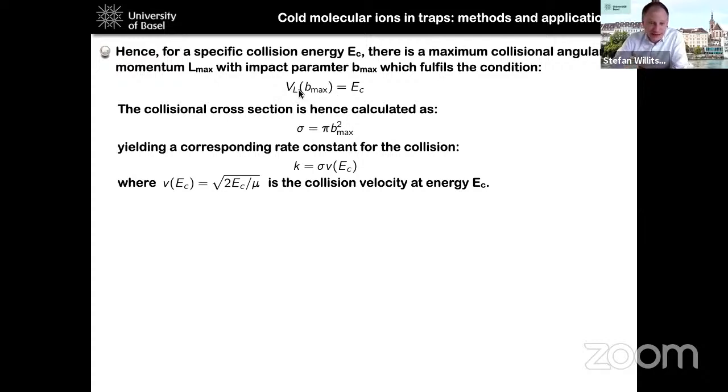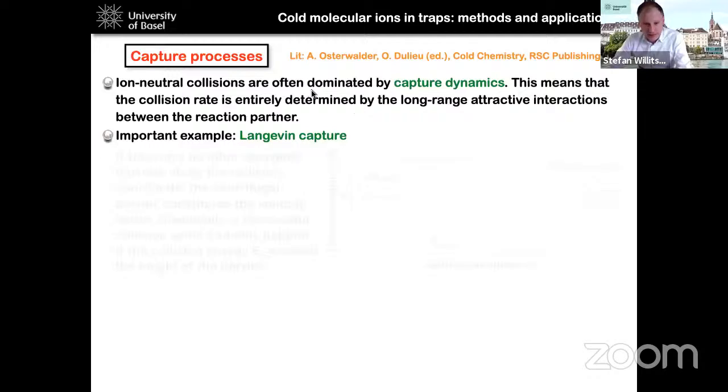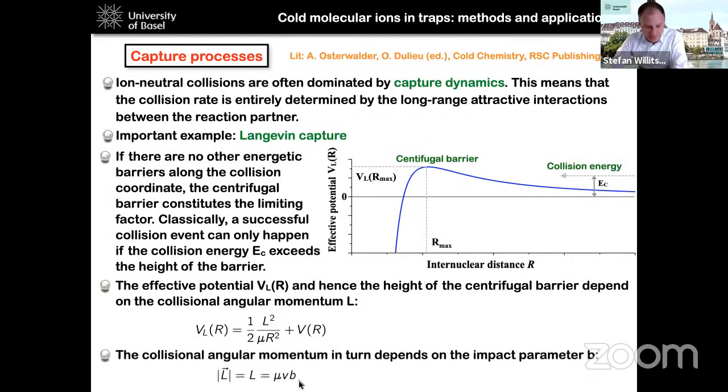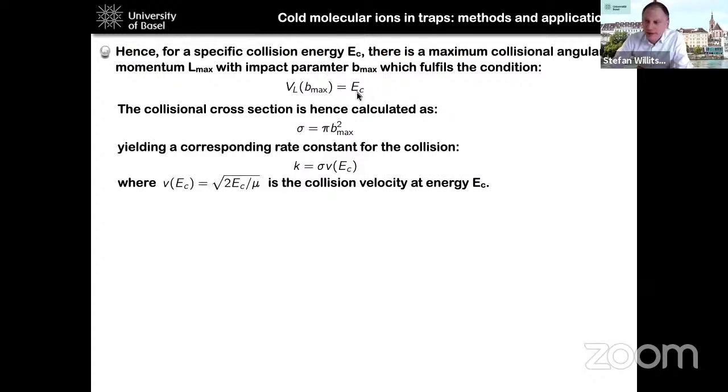So this means that the collision energy must be at least equal to the maximum of the effective potential. And since the effective potential is linked to the angular momentum of the collision, and the angular momentum is linked to the impact parameter, there is a maximum angular momentum and therefore a maximum impact parameter at a certain collision energy which fulfills this condition.